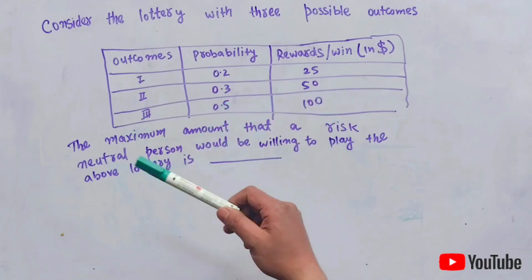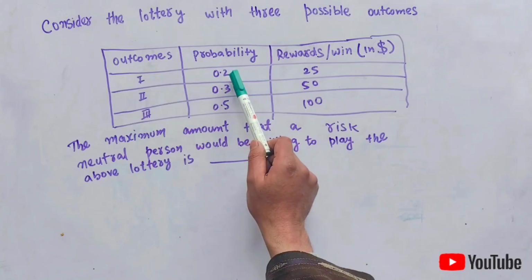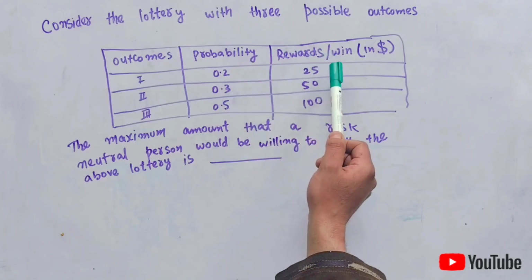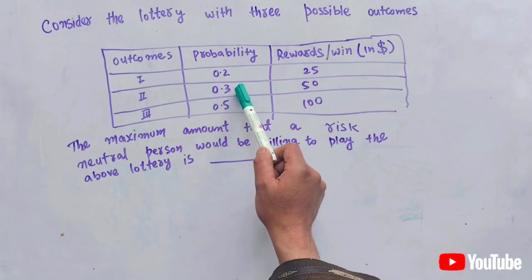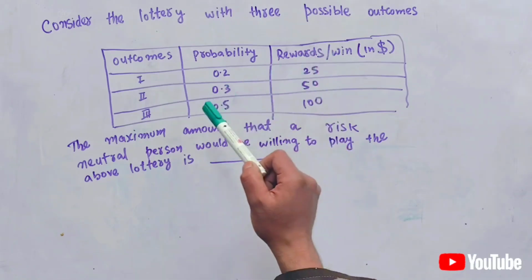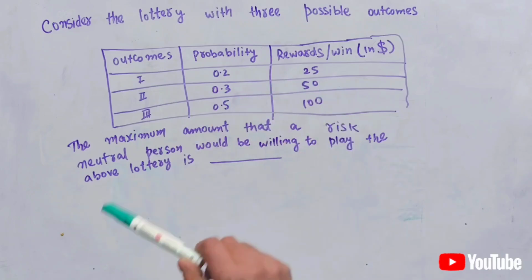Let me put it another way: there are 20% chances that the person will win $25. In the second outcome there are 30% chances that he will win $50. In the third outcome there are 50% chances that he will win $100.